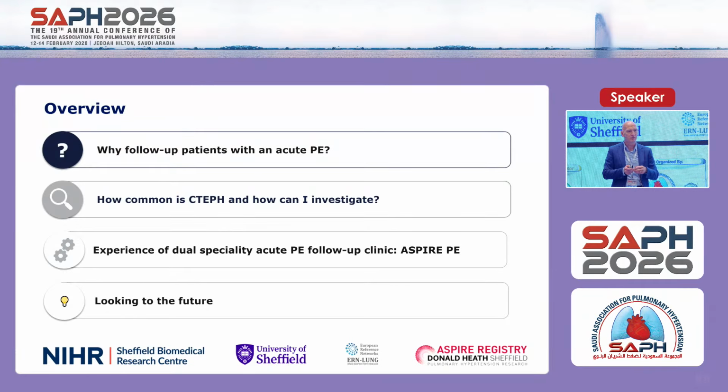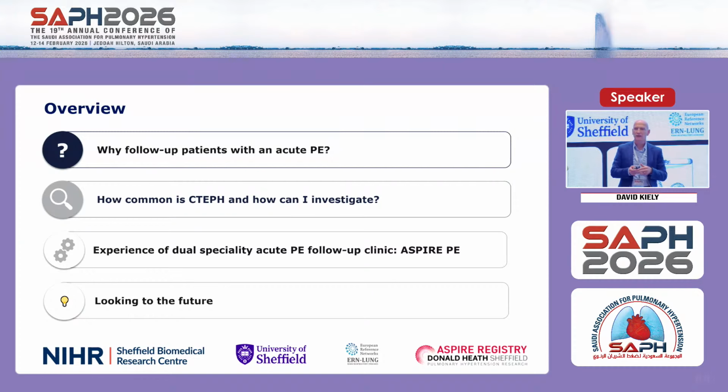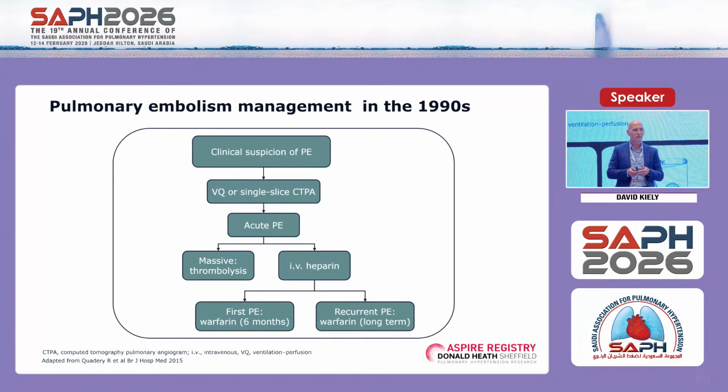So I want to very briefly just touch on the importance of acute PE follow-up. How common is CTEPH? We'll touch on some of the more recent studies. And then what I'd like to do is just finish off by giving you our experience of running a dual speciality acute PE follow-up clinic with hematologists, and then very finally talk about how we might use radiology in the future to improve the diagnosis of patients with chronic thromboembolic pulmonary hypertension.